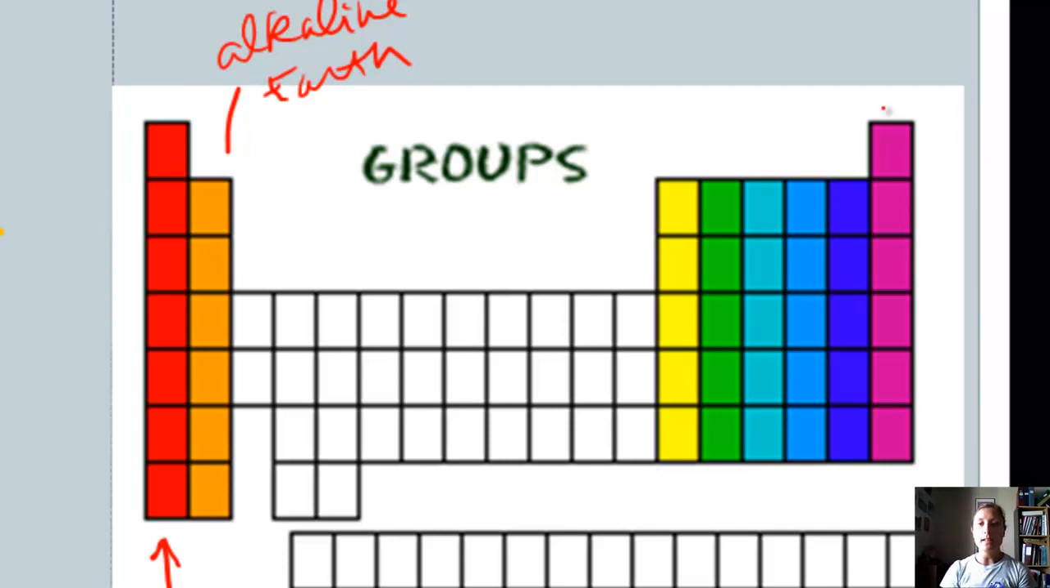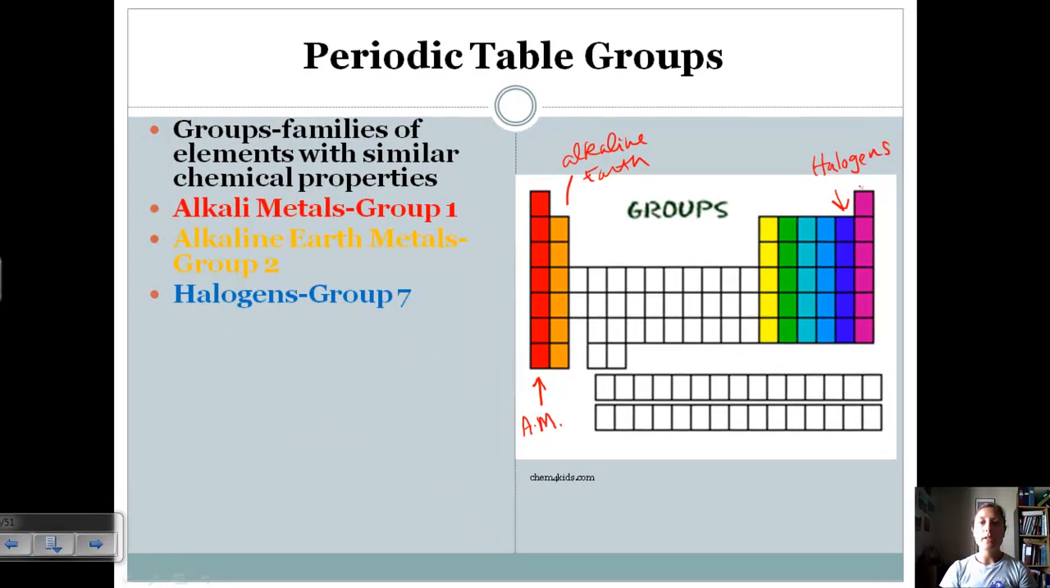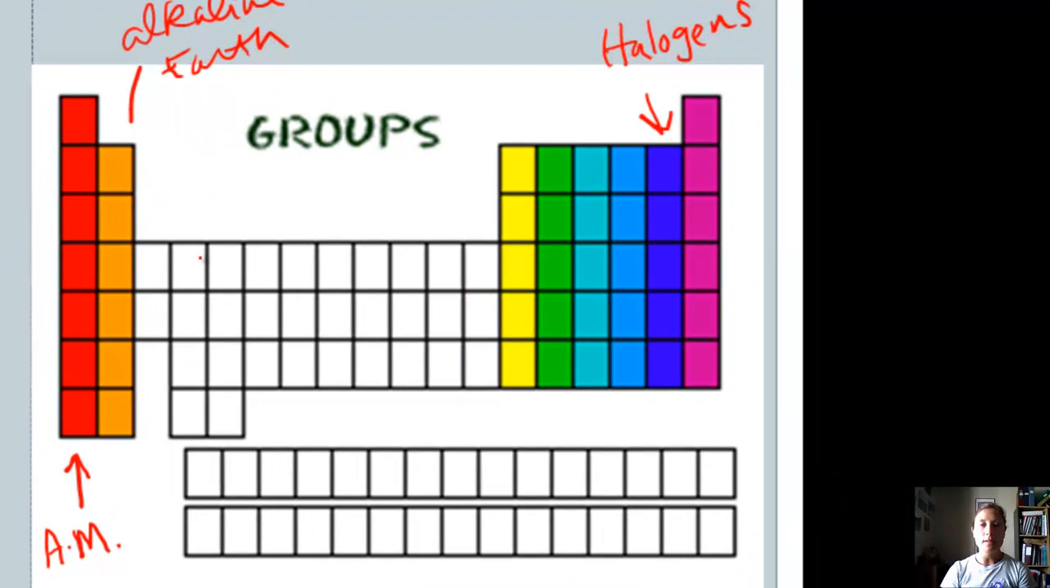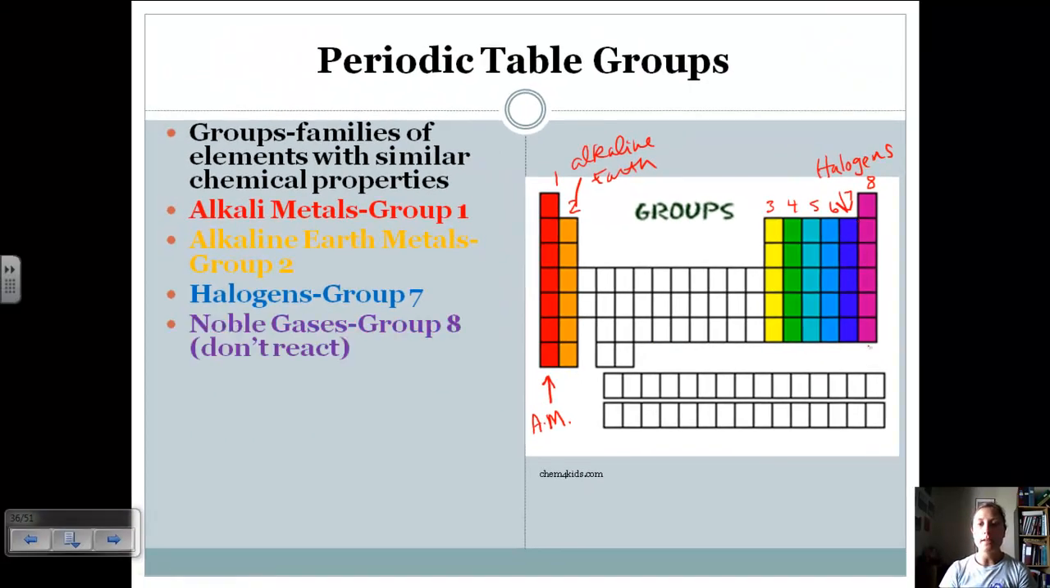We go to the halogens, which we're calling group 7. And the reason we call them group 7 is because we tend to kind of skip this middle section. So we have 1, 2, 3, 4, 5, 6, 7, and then this purple group is 8. Okay, and that purple group is known as the noble gases. And the reason that they're called noble gases is because nobility in medieval times never really socialized with other groups. And so noble gases don't react with anything else.